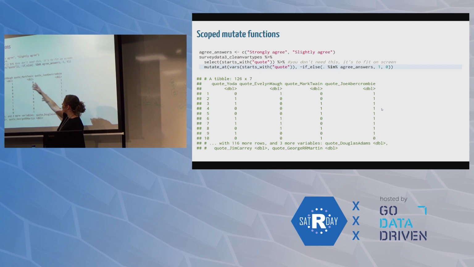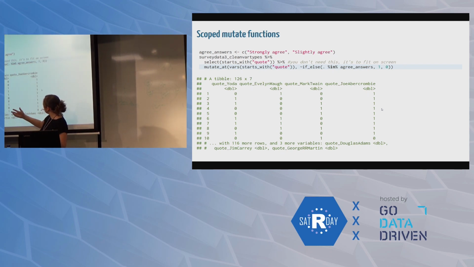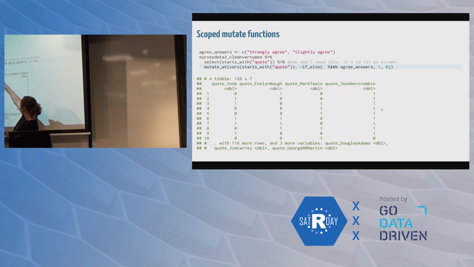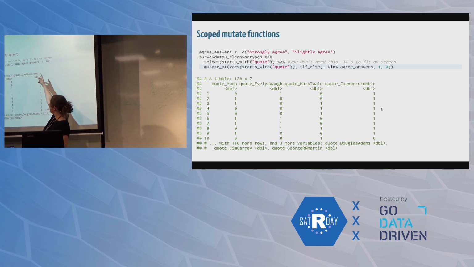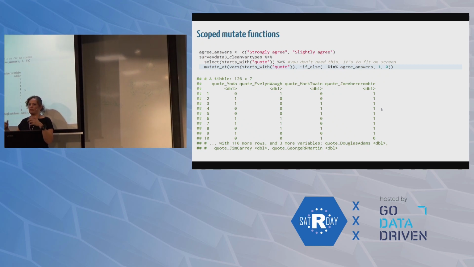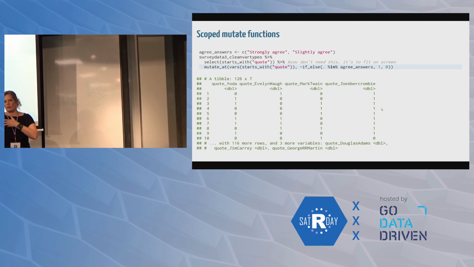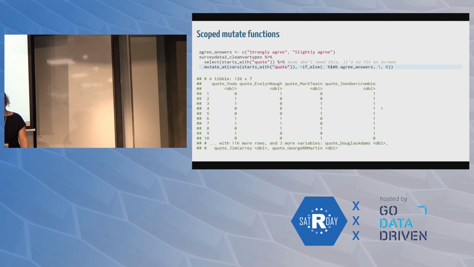Mutate at, so within vars, take all the columns that start with quote, and then I want you to replace them. If the answer is I strongly agree or I slightly agree, replace it with a 1, otherwise a 0. And I put a tilde in front of it to make sure that it's a column and it doesn't actually execute anything. And so I'm getting my 7 columns in 1s and 0s very easily.